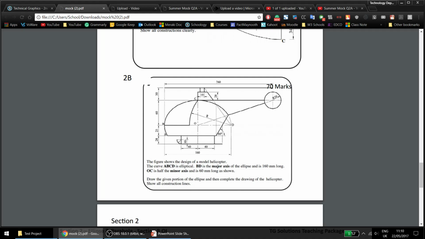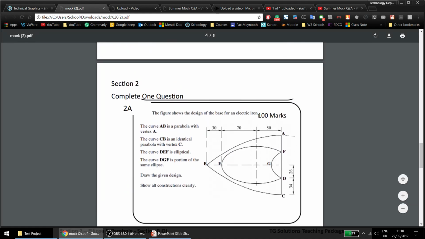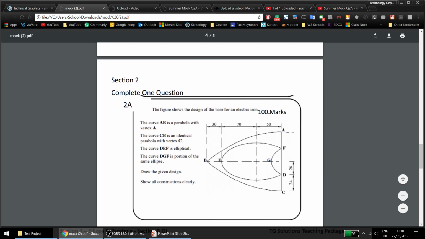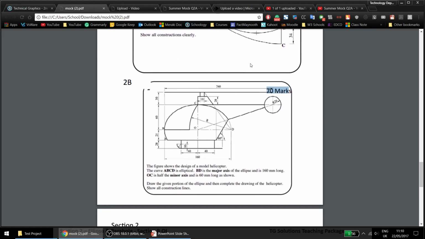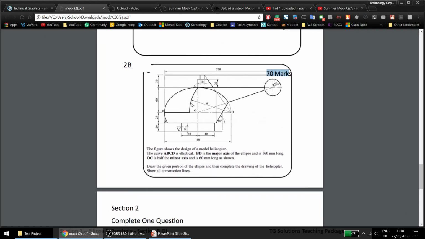Now, 70 marks is awarded for the question. It's important that we note that that is 30 marks less than this question here, which is the 100-mark question, and it's 2A or 2B. I'll explain that further in class. The main part of this question is going to be that ellipse curve. First we're just going to go through the question itself.